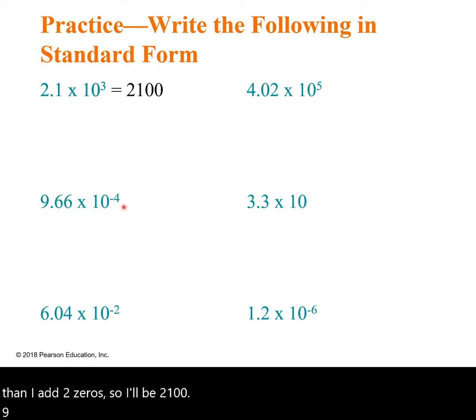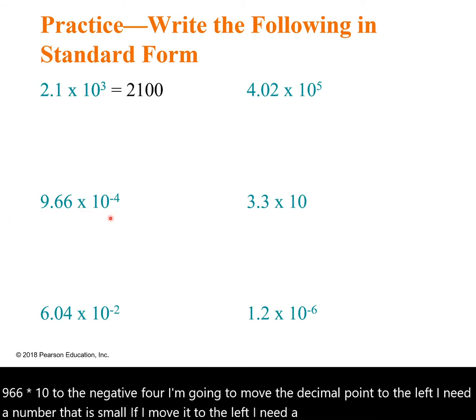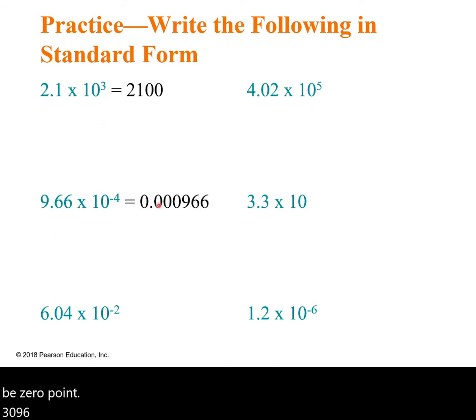9.66 times 10 to the negative 4. I'm going to move the decimal point to the left. I need a number that is small. If I move it to the left, I need a small number. So it'll be 0.000966. Okay, so I get 1, 2, 3 zeros.